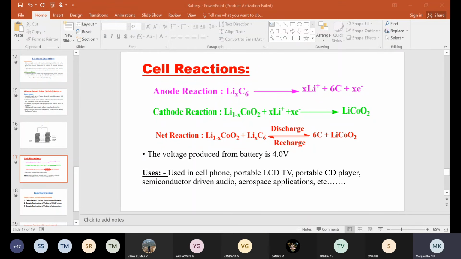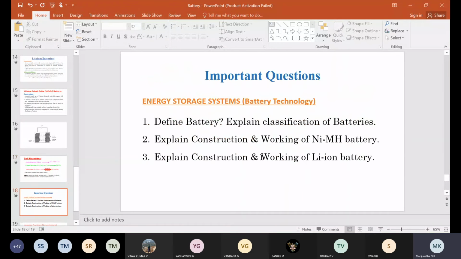So this is about Module 1, that is electrochemistry and energy storage systems or battery technology. This completes Module 1. So now coming to some important questions in this module. First, coming to battery technology or energy storage systems, these are the three possible questions. One is define battery or what are batteries. Explain the classification of batteries with examples.